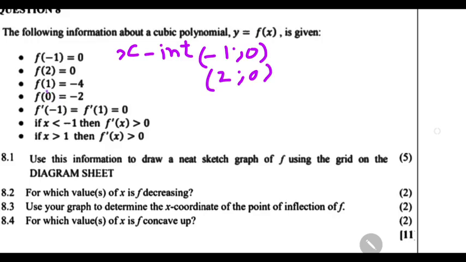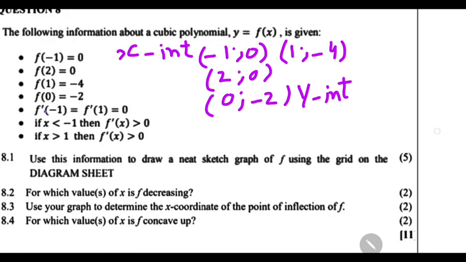Then we have f of 1 is equal to -4, which means x value 1 and y value -4. Now he says f of 0 is equal to -2, which means x value 0, y value -2, and this is going to be your y-intercept.